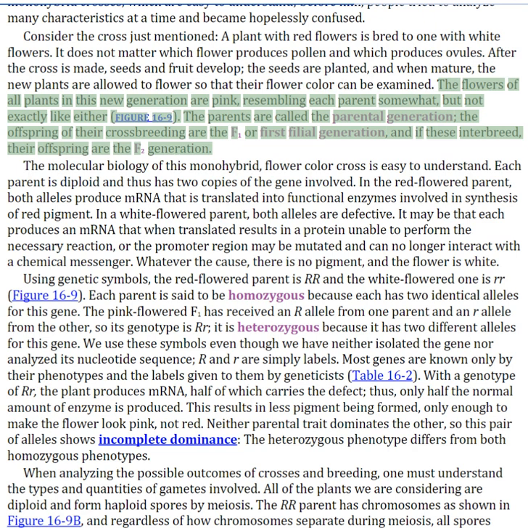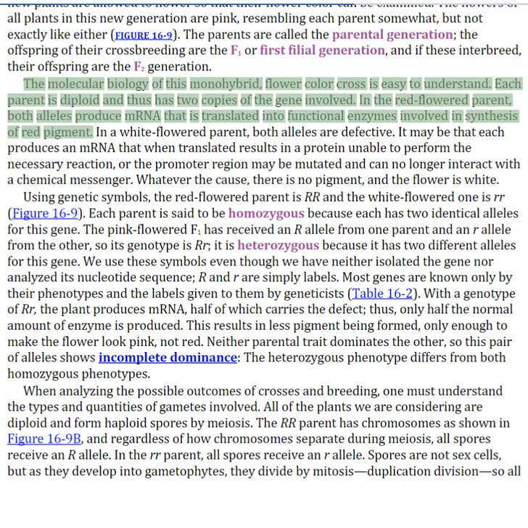if these interbreed, their offspring are the F2 generation. The molecular biology of this monohybrid, flower color cross is easy to understand. Each parent is diploid and thus has two copies of the gene involved. In the red-flowered parent, both alleles produce mRNA that is translated into functional enzymes involved in synthesis of red pigment.